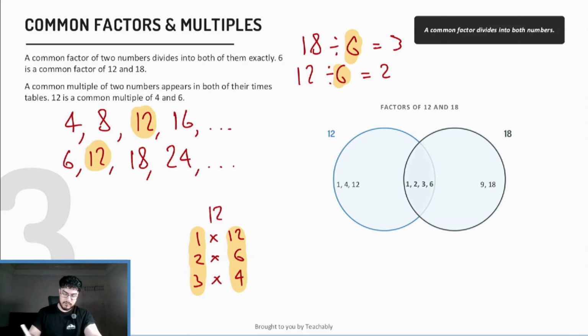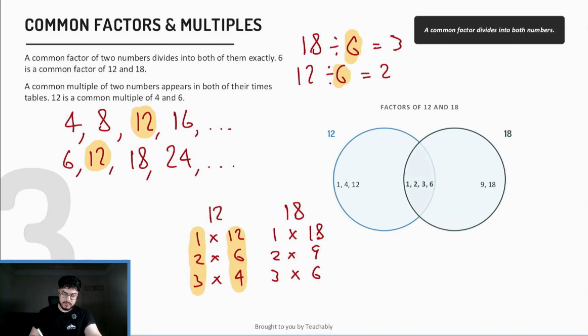And then we can also look at 18. 18 is 1 times 18, 2 times 9, 3 times 6, and 4 times... was there something else? Not to my recollection. Okay, so we'll keep it there for now. So the factors of 18 are 1, 2, 3, 6, 9, 18.